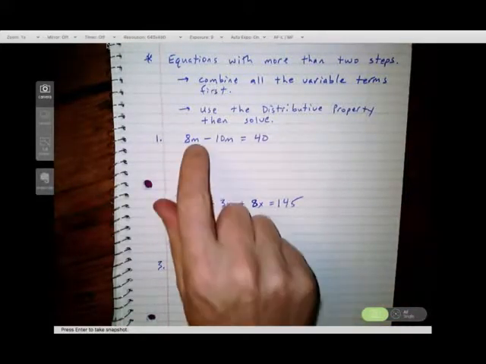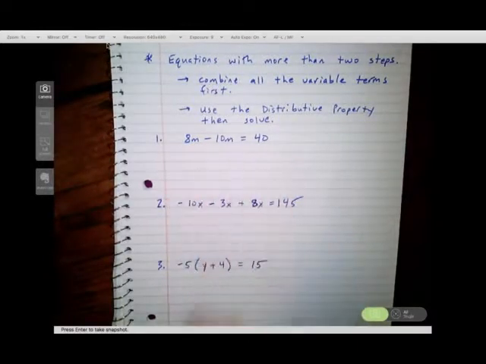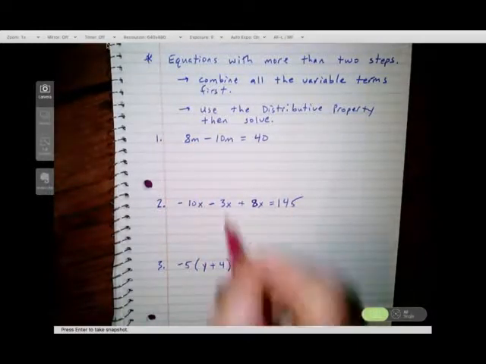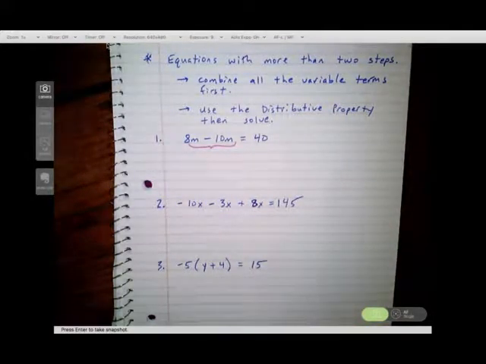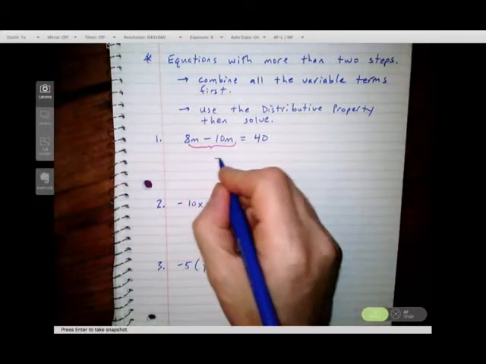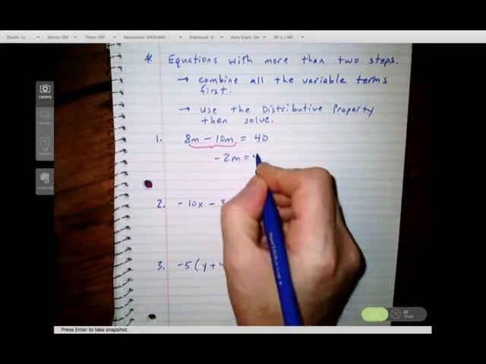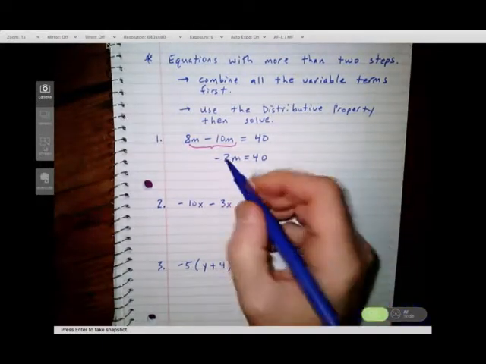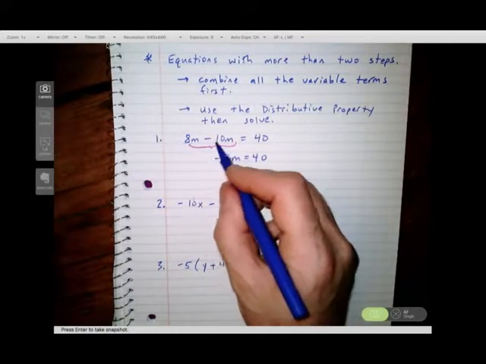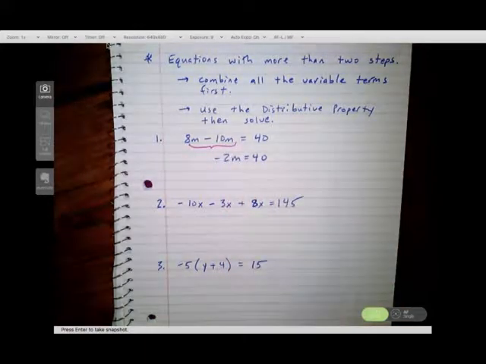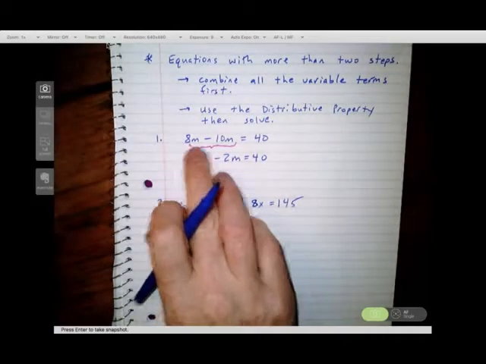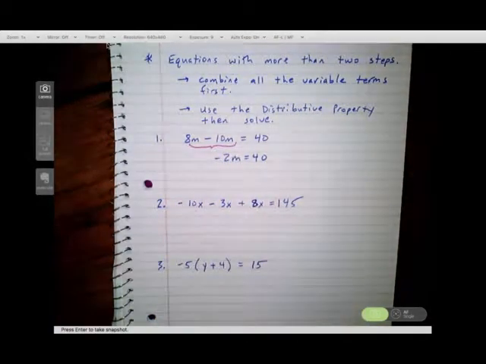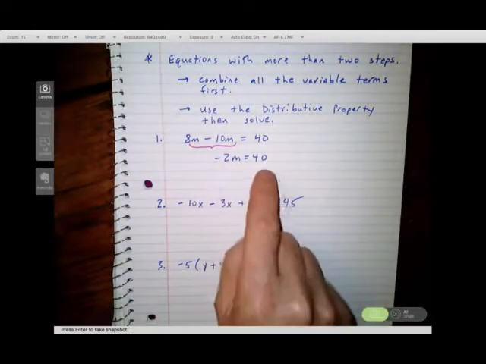Okay, so 8m minus 10m is 40. Like I said, I'm going to combine these first. So 8m's minus 10m's is negative 2m equal to 40. So combine the variable terms. You just add the numbers, or in this case, subtract the numbers in front. You're just combining them together into one term. 8 minus 10 is negative 2. So negative 2m is 40.